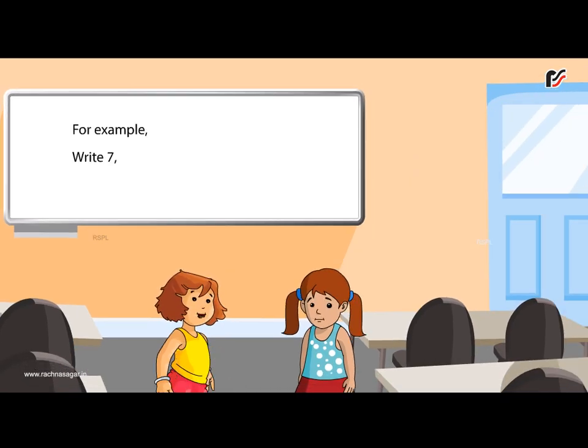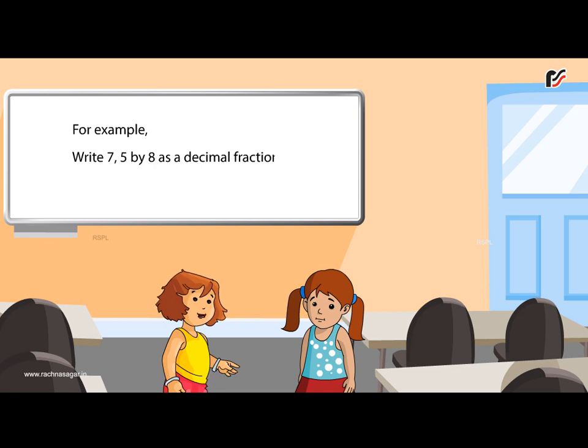For example, write 61/8 as a decimal fraction. After division, it will be equal to 7.625.